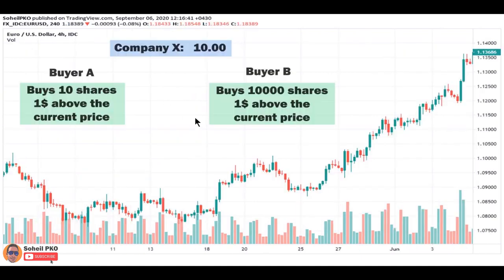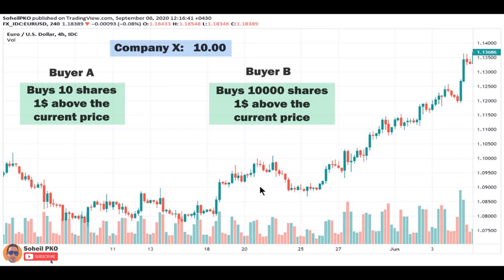Okay, let's see how volume and price are related to each other. Let me explain that with an example. Consider we have company X with the current price of $10 per share. We have 2 trade setups here. Here, a buyer buys 10 shares of X by placing a buy order $1 above the current price, and here another buyer buys 10,000 shares of X by placing a buy order $1 above the current price. In both of these trades, the price of X increased $1.